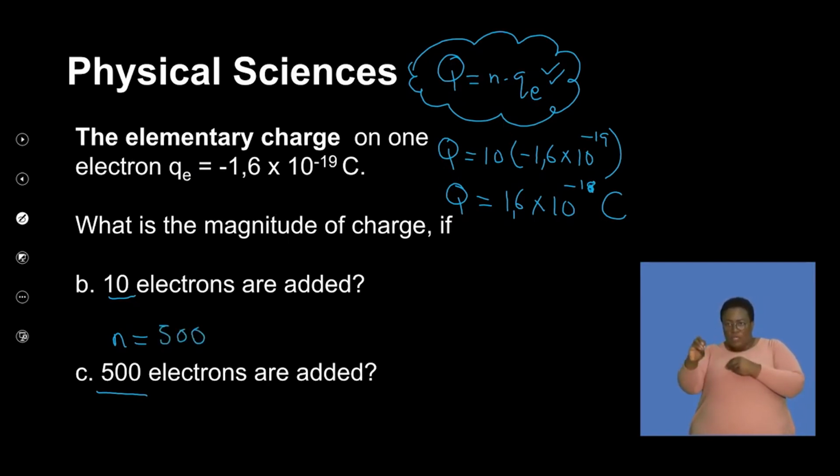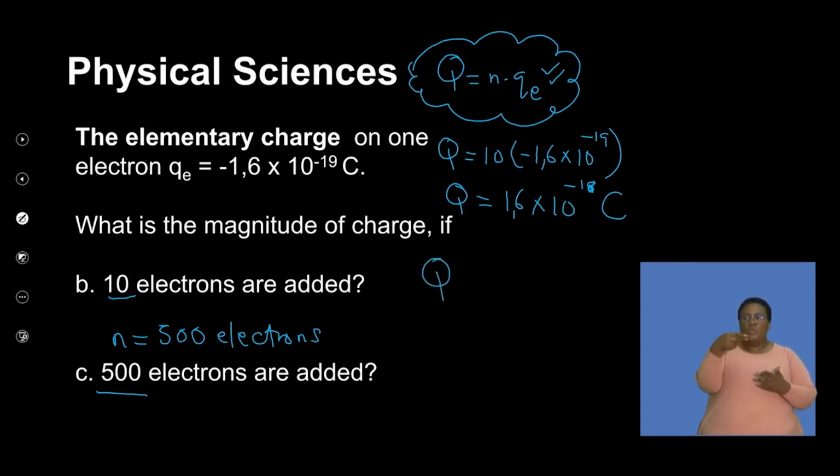Okay, so the number is actually just a number, it doesn't have units. So I'll just say 500 electrons were added, then we can immediately predict that Q is equal to 500 multiplied by negative 1,6 times 10 exponent negative 19. Whatever that reduces to, that's the magnitude of the charge.